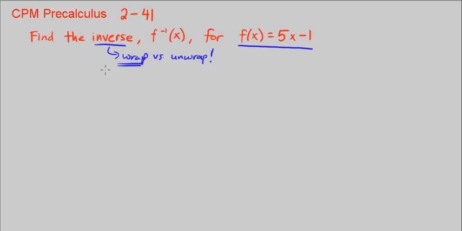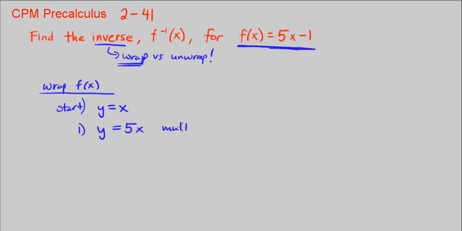Well, f of x was wrapped. So wrap f of x. So how does it get wrapped? So remember, we always start with y is equal to x, right? That's where we start. Then next, what did we do to create function f of x? If you see, it's going to be 5 times x minus 1. So the first thing we're going to do is, we can only do one thing at a time. We multiply by 5.